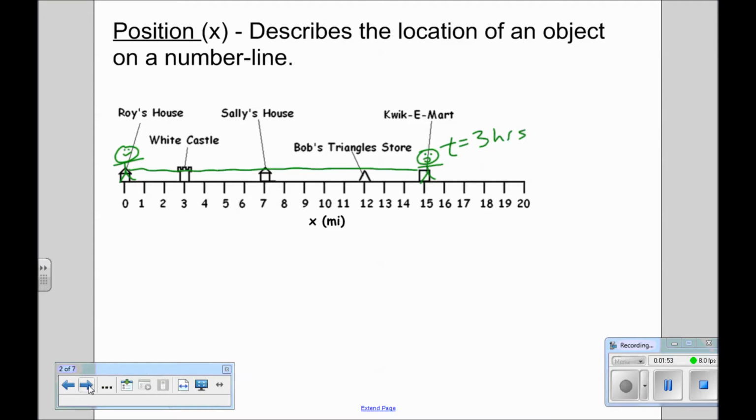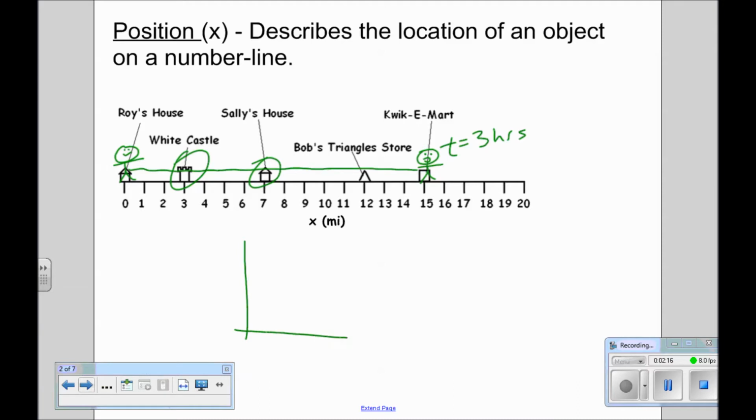Awesome. But the problem is that it doesn't tell us, for example, maybe we wanted to know at what time he got to White Castle, or maybe we wanted to know at what time he got to Sally's house, or whatever. This doesn't tell us that. All right? So what we're going to do is we're going to make what's called a position time graph. All right? So the position time graph looks like this.